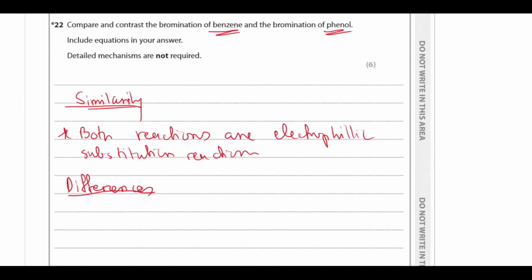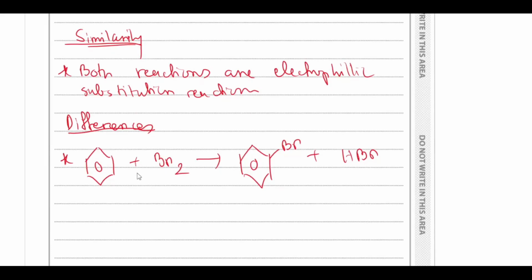First difference, of course, the products. The products are different. So in the case of benzene reacting with bromine, if you write the reaction, so what happens? The benzene basically reacts with Br2, producing something like this, bromobenzene plus HBr. All right, so that's the first reaction.